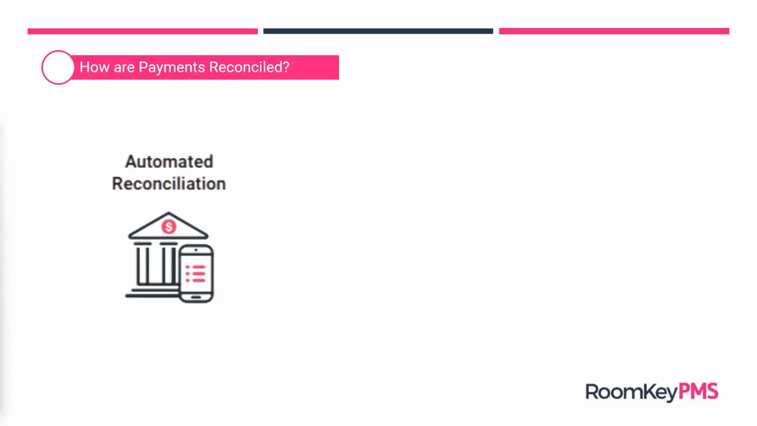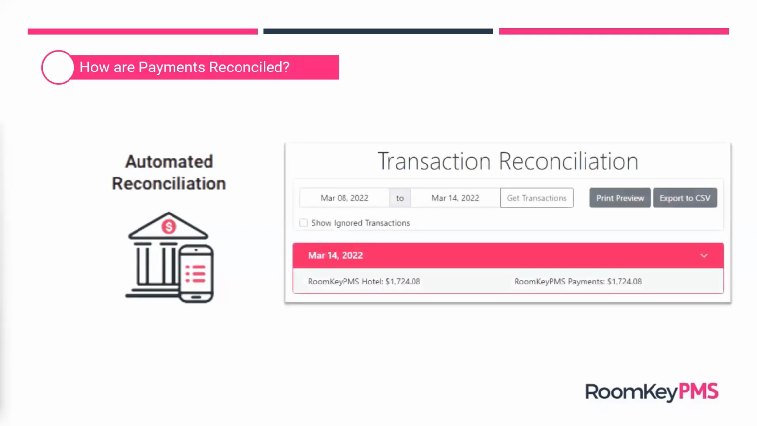With automated reconciliation with our payment product, we do offer a transaction reconciliation report, which is actually going to do the reconciliation for you automatically. Here is an example of that reconciliation report for March 14th. And you can see on the report, it right away tells you what revenue has been recorded in the hotel, and also compares that to what has been recorded through the RoomKeyPMS payments product.